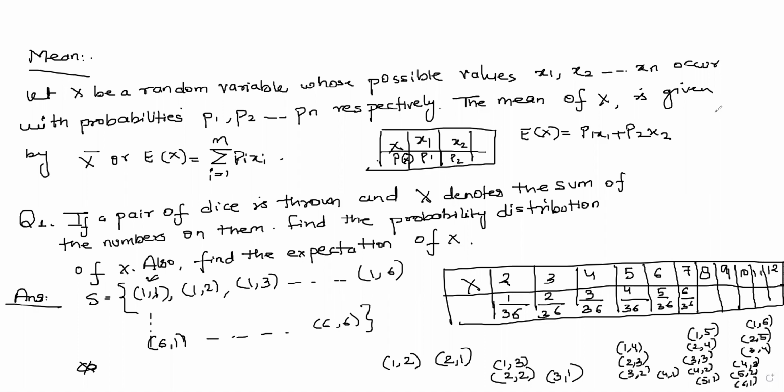When you will get 8: 2,6; 3,5; 4,4; 5,3; and 6,2. That is 5 by 36. Then 9: you will get 9 when you have 3,6; 4,5; 5,4; and 6,3. That is 4 by 36. Nabil, are you getting the same thing?